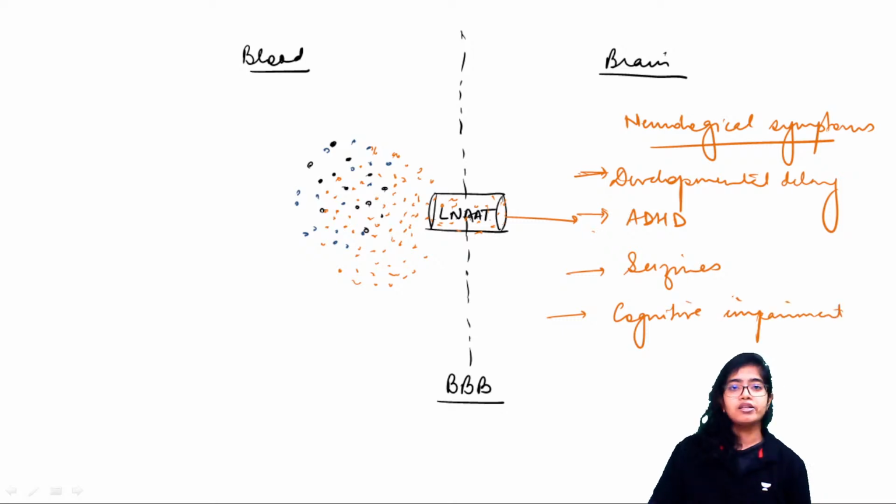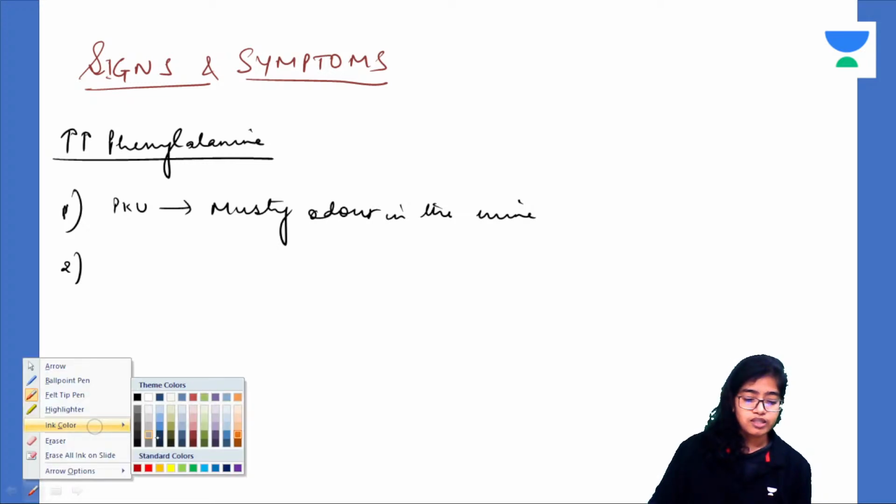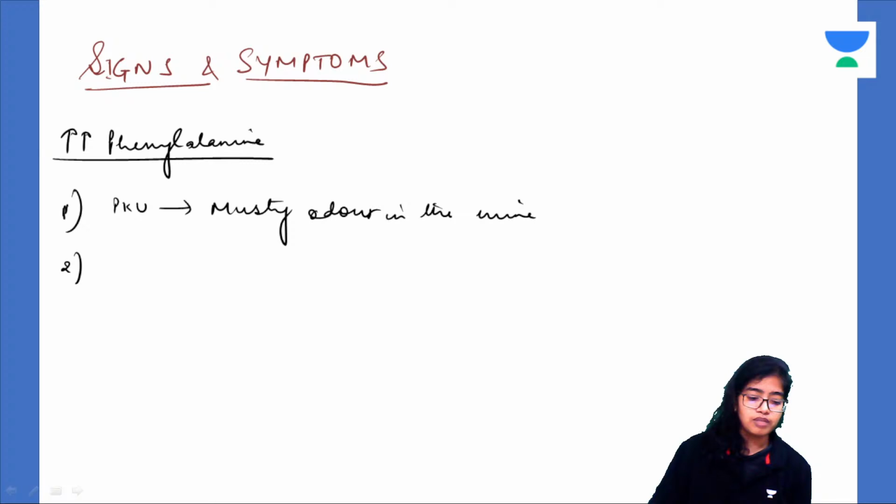Understood all these neurological symptoms. Okay, and why is it occurring? Because of excess of phenylalanine. Hence, the symptom is due to what? Excess of phenylalanine.